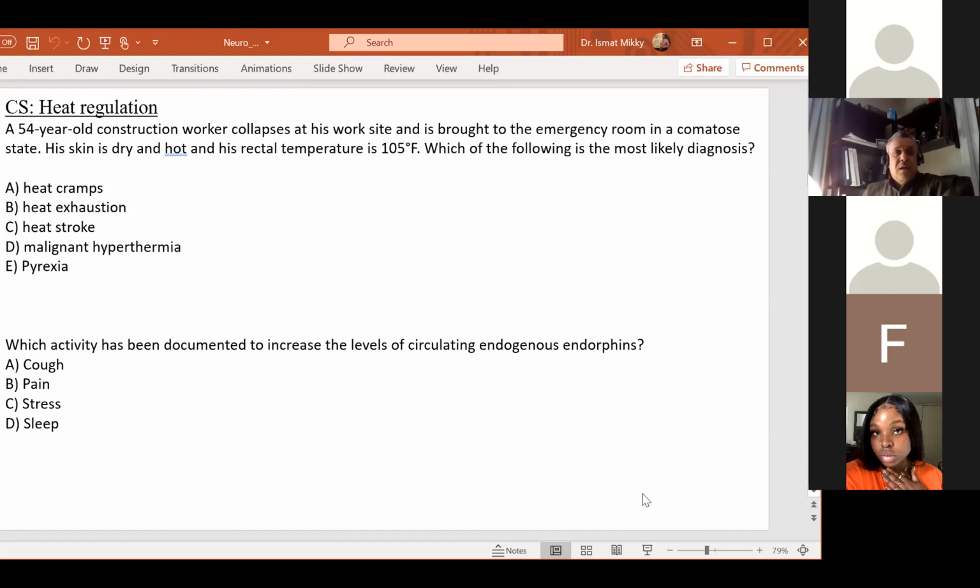Okay, let's take the first question. Any volunteers take it? Read aloud and try to answer. A 54-year-old construction worker collapses at his work site and is brought to the emergency room in a comatose state. His skin is dry and hot, and his rectal temperature is 105. Which of the following is the most likely diagnosis?